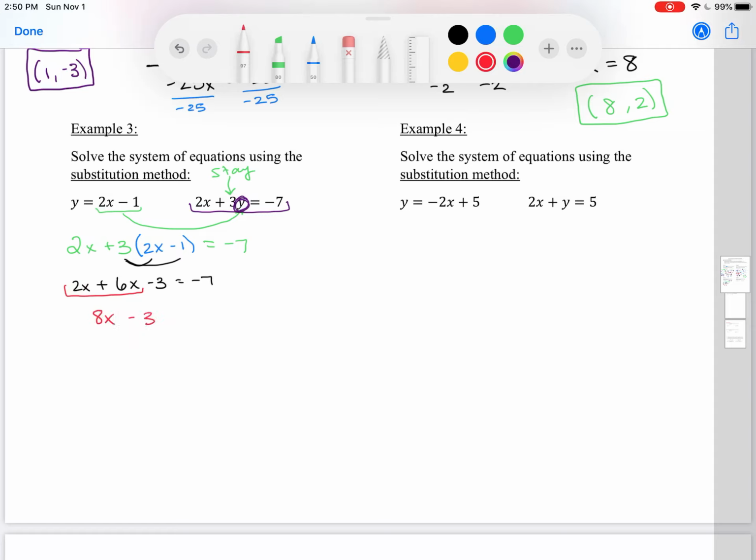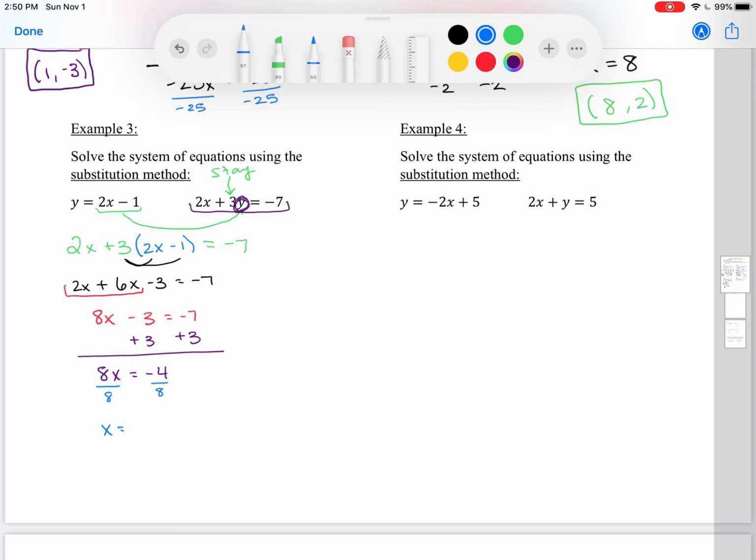Take a look. You have both x terms on the same side, so we can combine them as is because they are indeed on the same exact side. So 2x plus 6x is going to give me 8x minus 3 equals negative 7. Continue solving for x. We're going to add 3 to both sides. Remember, if you're adding 3 on one side, you're going to continue adding 3 on the other. And we are left with 8x equals negative 4.